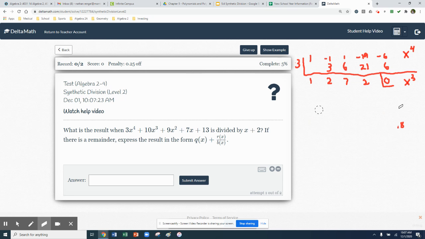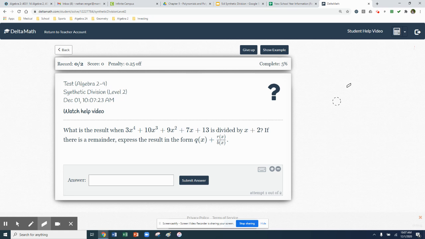So in our next section of Delta Math, we'll practice our synthetic division again, but now we're going to start practicing how we write our remainder. So a couple of things to take note of here. What is the result of 3x to the 4th plus 10x to the 3rd plus 9x squared plus 7x plus 13 divided by x plus 2? So we'll use that root of -2 divided into that polynomial.